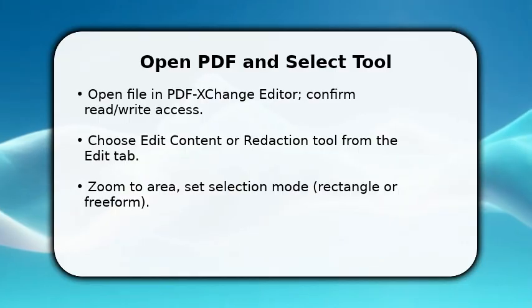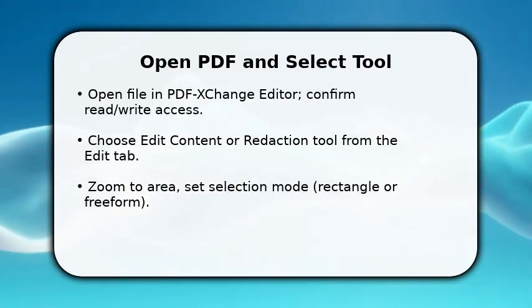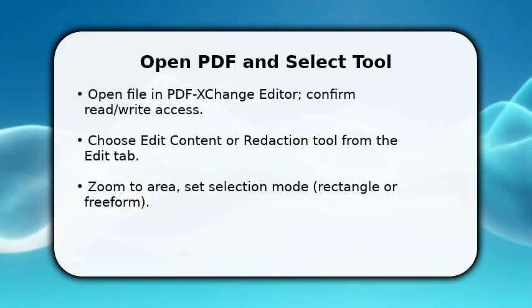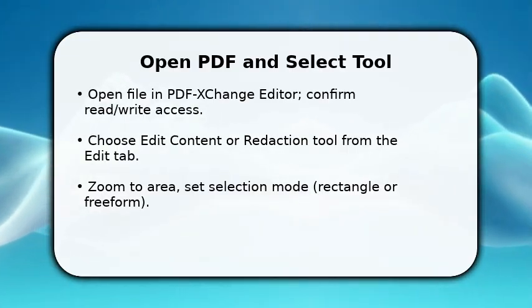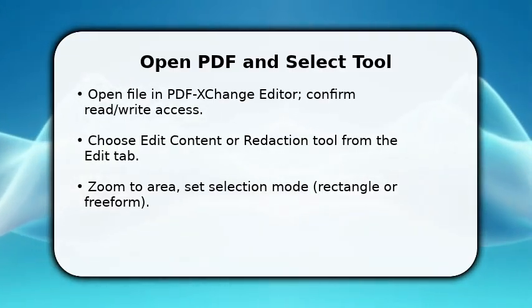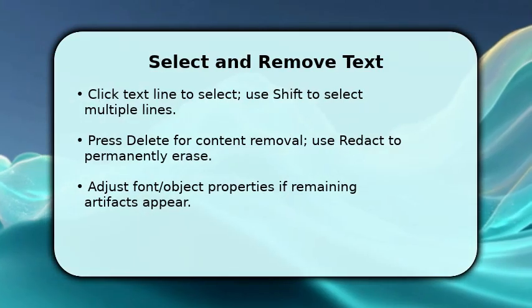Once done, zoom into the line you'll remove and set selection mode to rectangle for blocks or freeform for irregular text. This gives precise control and avoids affecting nearby elements. You now select the text.